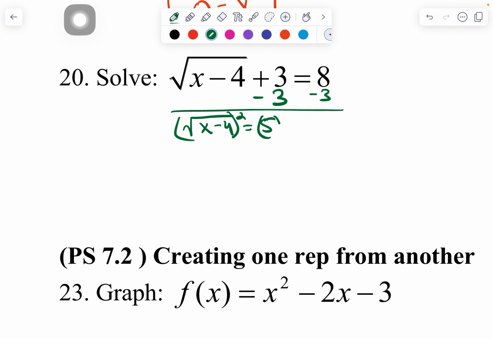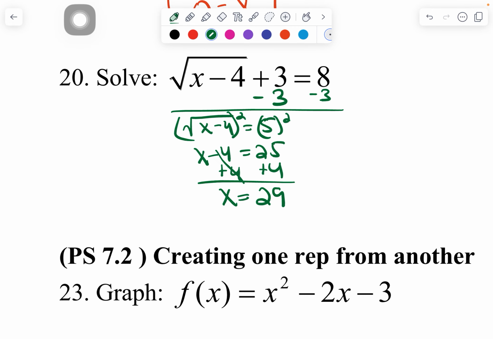We're going to square both sides. So x minus 4 equals 25. I'm going to add 4 to both sides, and I'm going to get x equal to 29. And the answer to that is maybe. All right, you have to check your work.